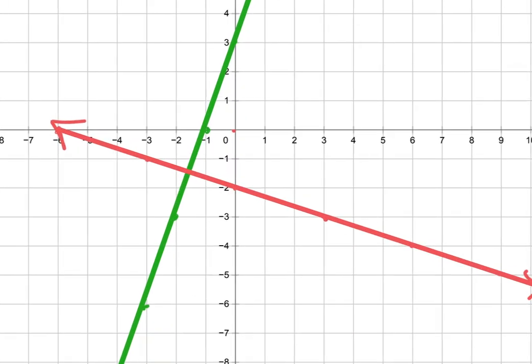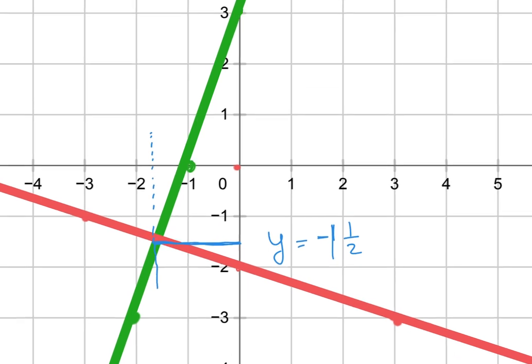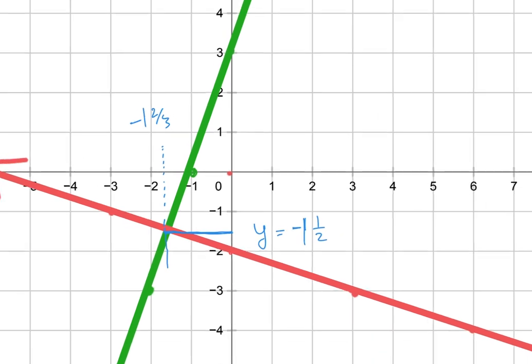And we have a fractional answer here. So I'm going to go with, we're maybe at about 1/2 here. So like 1.5. So y equals -1.5. And this looks like maybe, let's call it 2/3. So -1 2/3. So that's fun. Let's plug those in and see if we're right here.